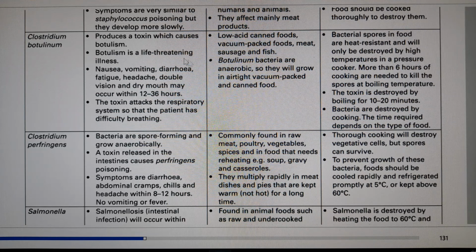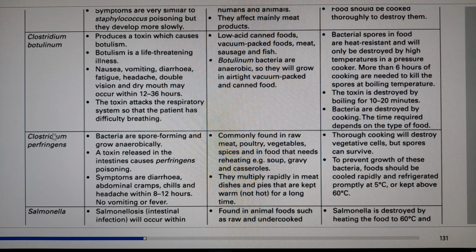This sounds even more dangerous than the first two microorganisms that we have seen, and it happens within 12 to 36 hours of eating the food. And the symptoms are nausea, vomiting, diarrhea, fatigue, headache, double vision, and dry mouth. So it is Clostridium botulinum. And the fourth one that you get is Clostridium perfringens.